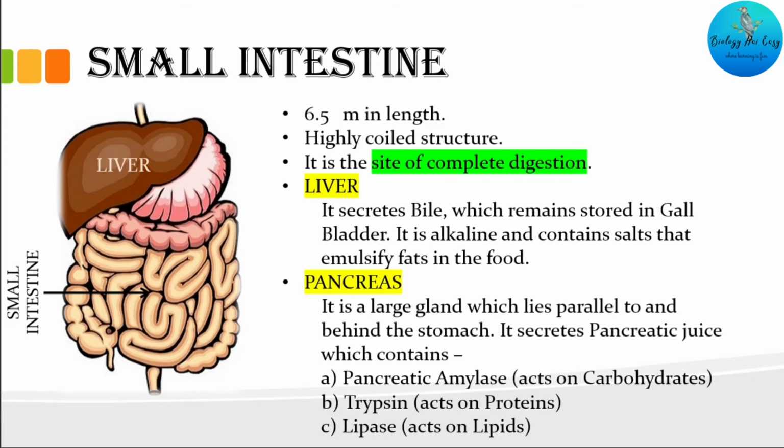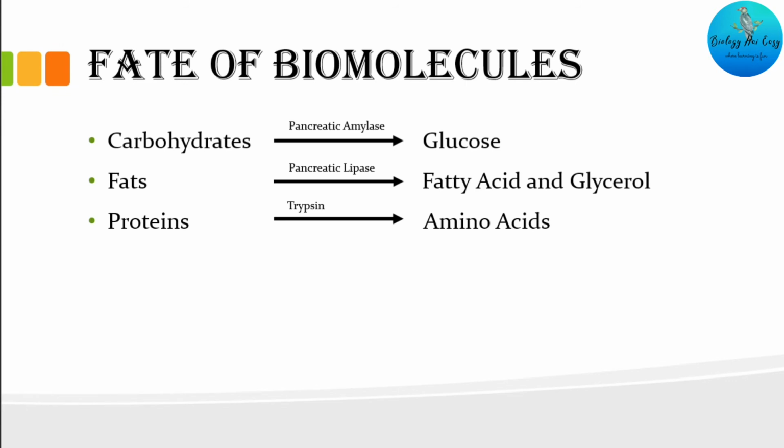The wall of small intestine contains glands which secrete intestinal juice. The intestinal juice contains a number of enzymes which complete the digestion of complex carbohydrates into glucose, proteins into amino acids, and fats into fatty acids and glycerol. Glucose, amino acids, fatty acids, and glycerol are smaller water-soluble molecules.